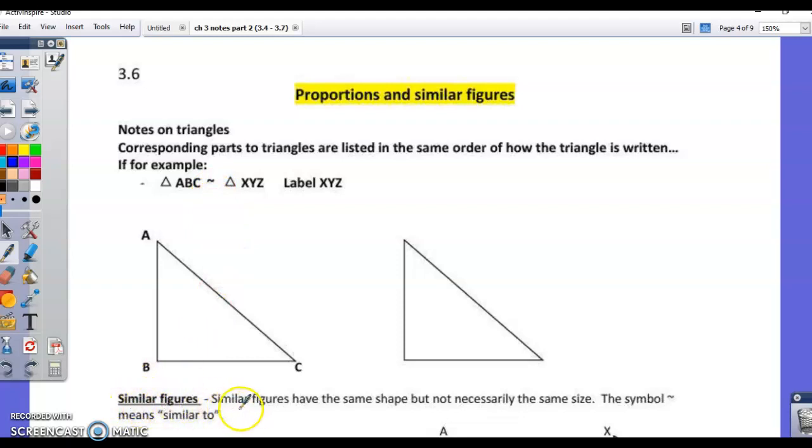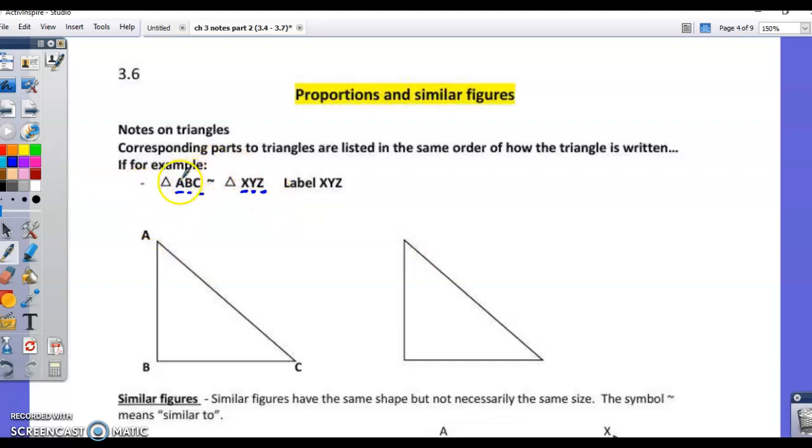So similar figures have the same shape but not necessarily the same size. And this symbol right here, oops, that I just covered up, indicates that they're similar to. So we can see here triangle ABC is similar to triangle XYZ. As we go through setting up similar triangles, we like to look at how it's written, and then we can label the same corresponding letters in the second triangle. So our A is listed first, corresponding with our X. Our B is second, corresponding with our Y, and our C is corresponding with our Z.